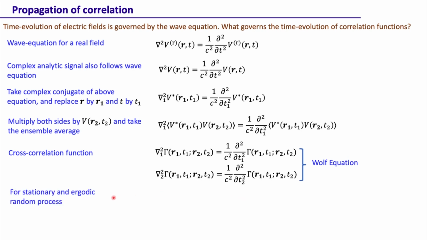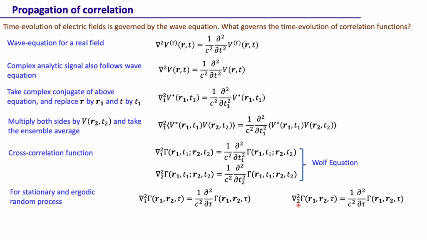Now if it's a stationary and ergodic random process, then, as we know, for a stationary random process the cross correlation function depends on the time variable only through the difference. So in that case, this equation becomes del 1 square gamma r1 r2 tau equals 1 over c square del tau square gamma r1 r2 tau. And since this is the derivative with respect to r1, we can also have a second equation with the derivative with respect to r2. These are the two equations that gamma r1 r2 tau satisfies for the stationary ergodic process.